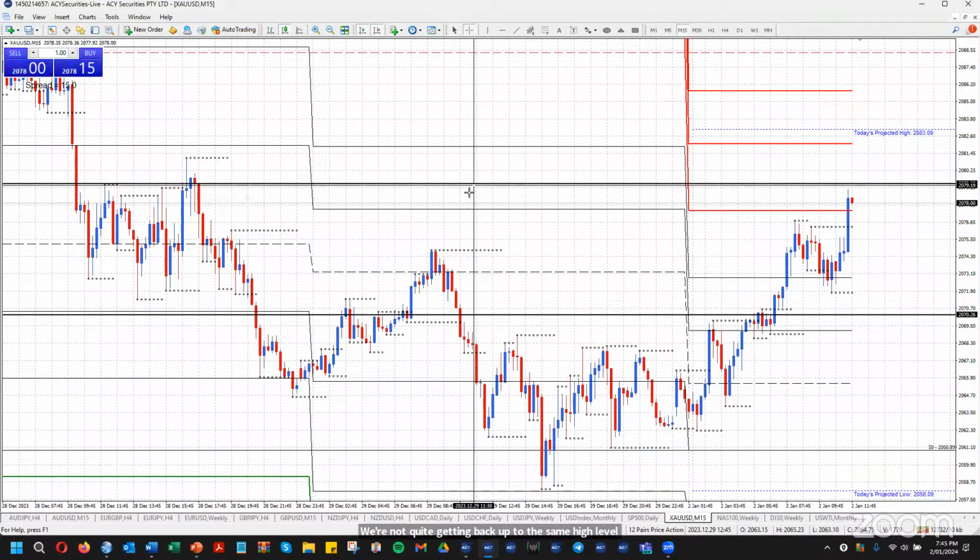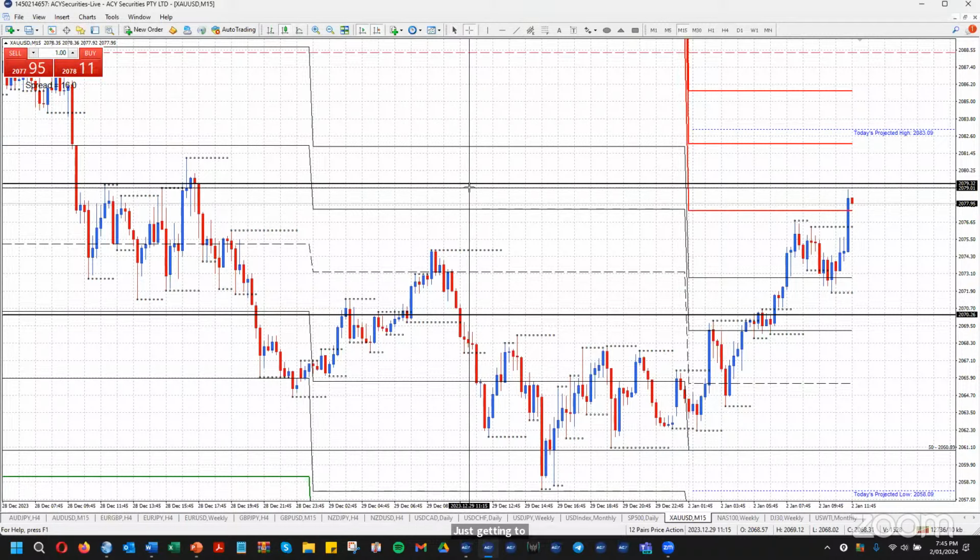Just getting to, it's fractionally short of that 50-minute swing point top there too. So clearly the sellers are watching here. So it depends how aggressive you want to be. You can be selling here, stop above. You're selling against monthly resistance. Historically, are we moving down?